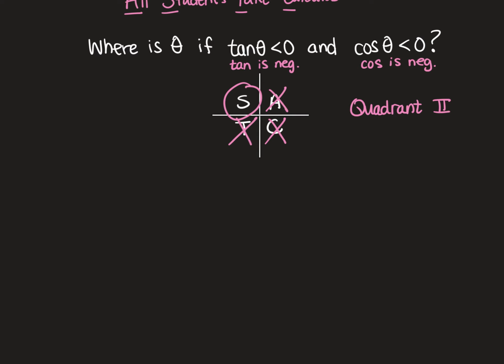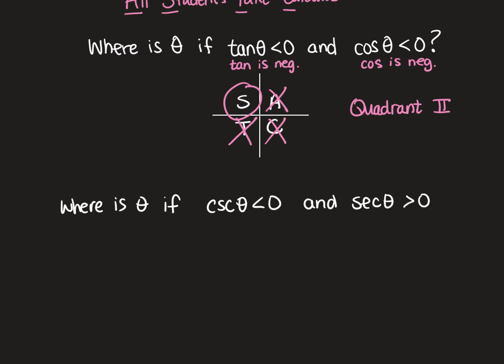Okay, let's try another one. So where is theta if cosecant of theta is negative, or less than 0, and secant of theta is greater than 0? So now we're saying cosecant is negative. Well, if cosecant is negative, we also know that sine has to be negative. So that's really giving us that sine is negative.